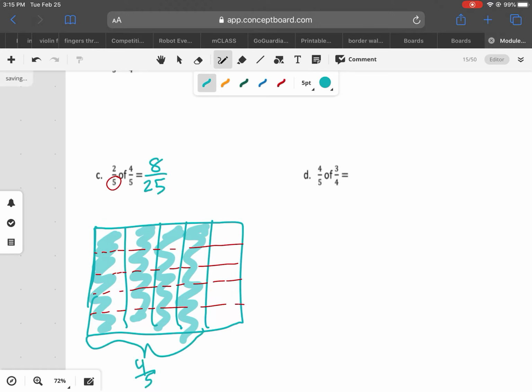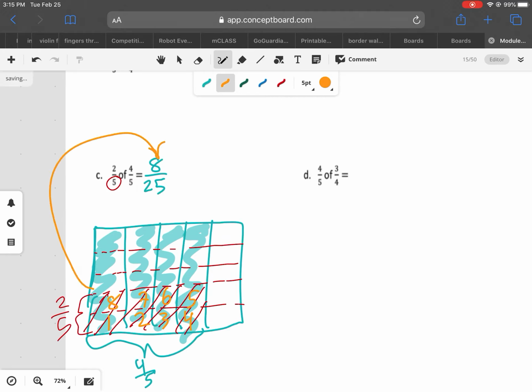All right. So first we had our 4/5, and then we had our 2 sections of these. It's going to be 2/5. So we're going to shade in 2 sections of these. And again, you can count 1, 2, 3, 4, 5, 6, 7, 8. So that's our 8 that goes up there.